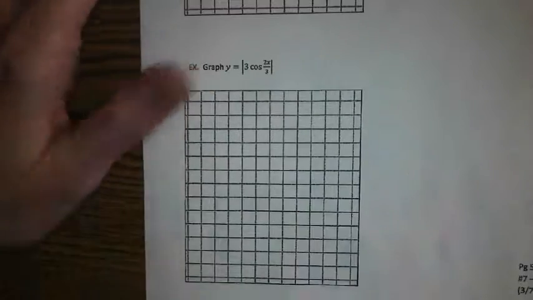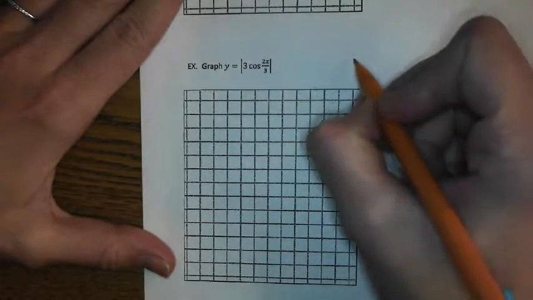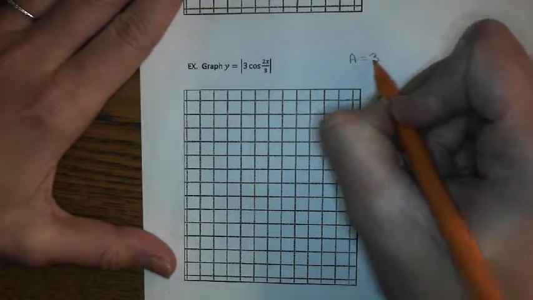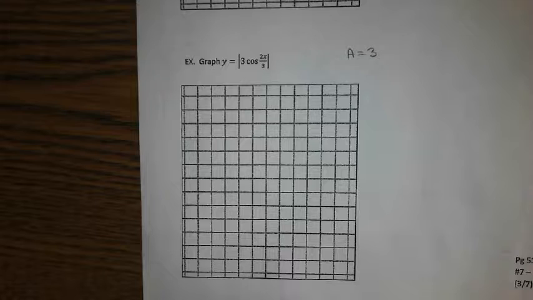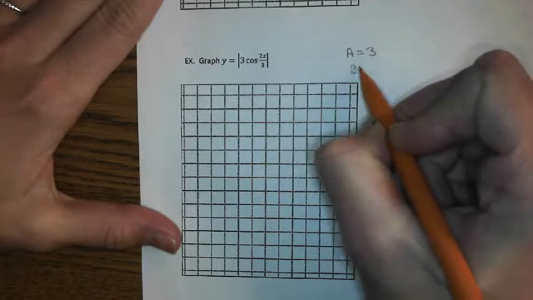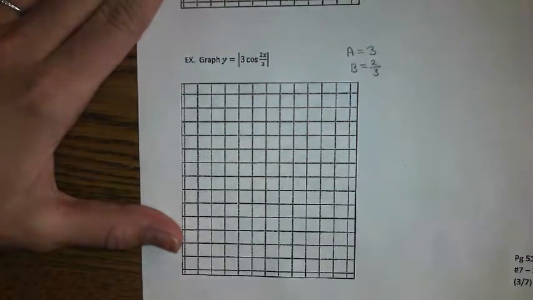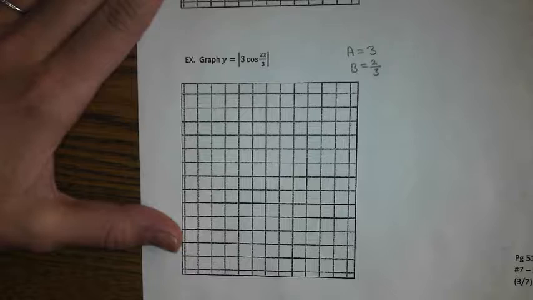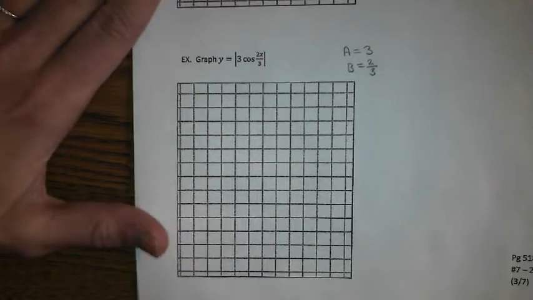Let's jump down to the last one here. It's got some absolute values around it, which we're going to ignore till the end. So our amplitude equals 3. We have no phase shift. Our B value is 2/3. Do we agree? B value is 2/3. Okay.